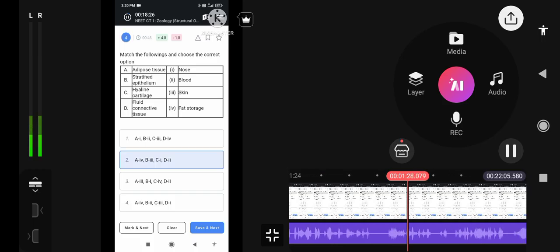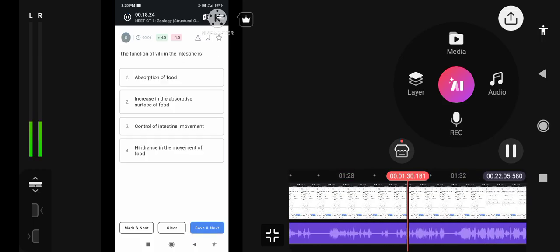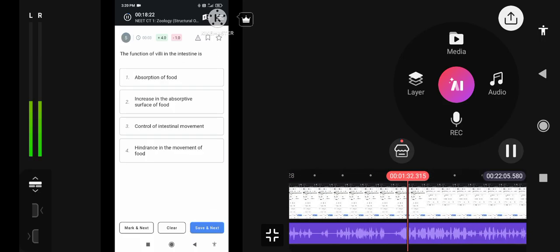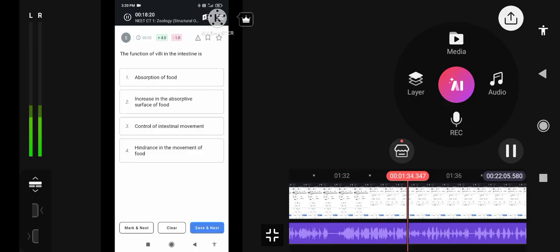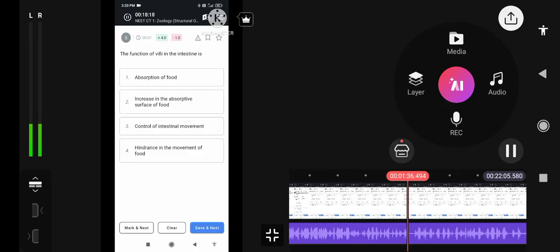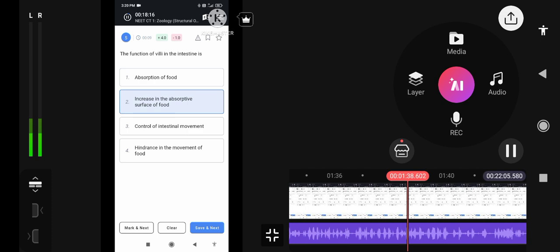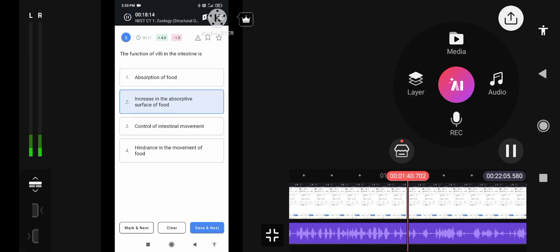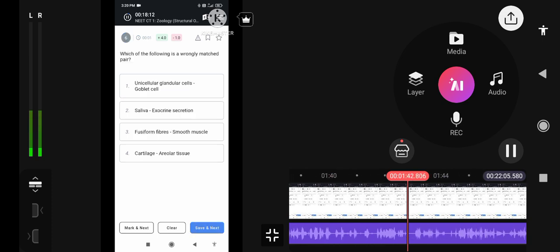I am moving to the next question then. Okay, the function of the villi in the intestine. Villi, microvilli, these are related with absorption, they increase the surface area of absorption. So absorption of food, okay, but option second, if you say increase the absorptive surface of food, this is more accurate from my point of view.